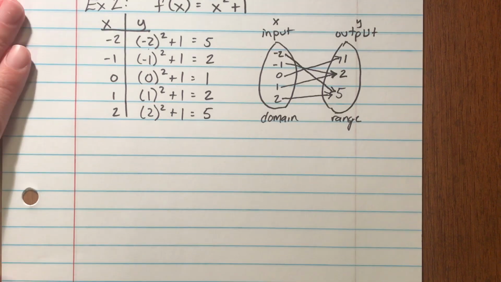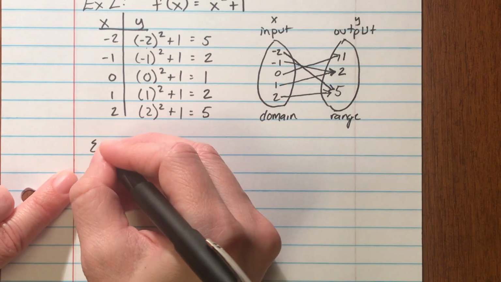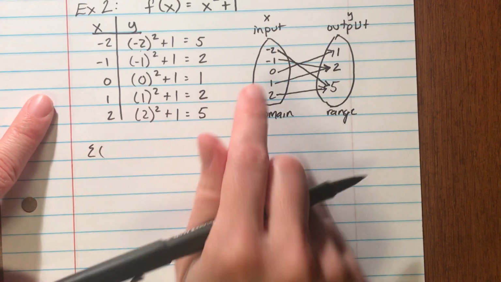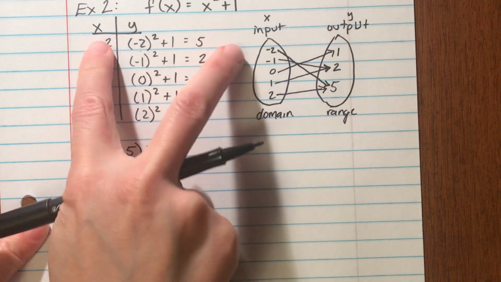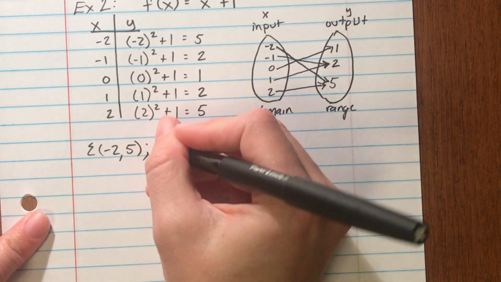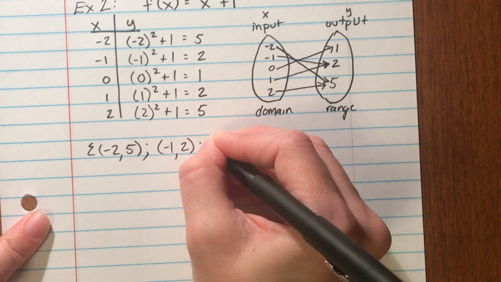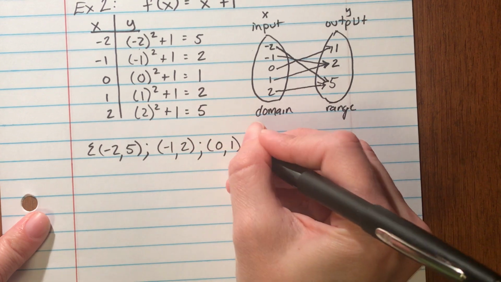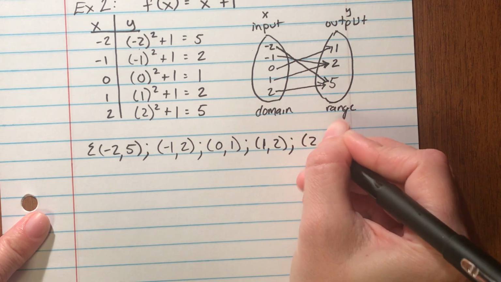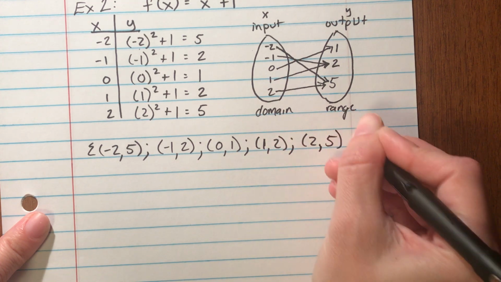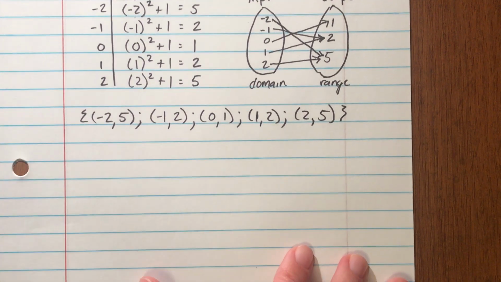All right, so there's our table, there's our mapping. We're going to write out our ordered pairs real quick. So remember curly bracket, and we're just going to match these up. -2 matches with 5. It's a little easier to get them from the table because they're right across from each other. -1 matches with 2. 0 with 1. 1 with 2. And 2 with 5. I'll give you a second to catch up writing that. So those are all of my ordered pairs that are matched up.